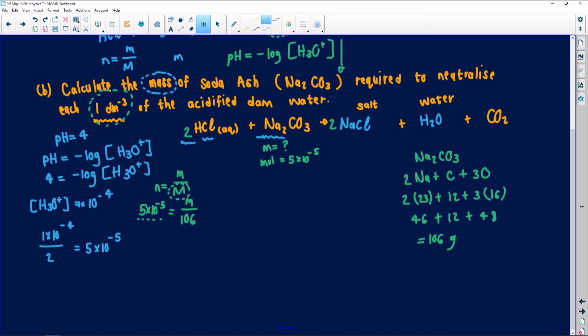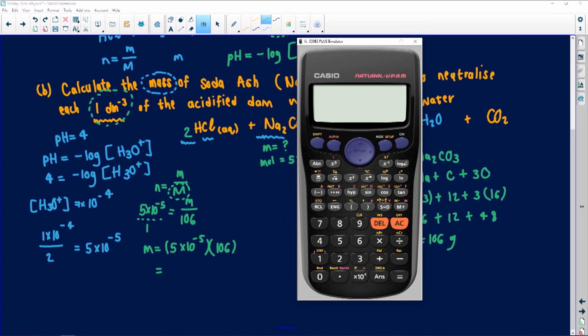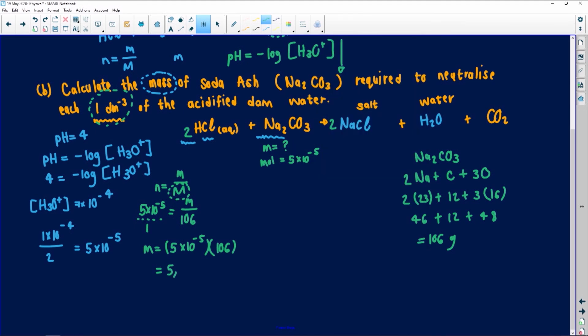Now I want m to stand by itself. I'm going to cross multiply. I'm going to have m is equal to 5 times 10 to the negative 5 multiplied by 106. Let's see what we get for the mass. I'm going to say bracket 5 times 10 to the exponent negative 5, multiplied by 106. I get 5.3 times 10 to the negative 3 grams. And this is of soda ash, which is Na2CO3.